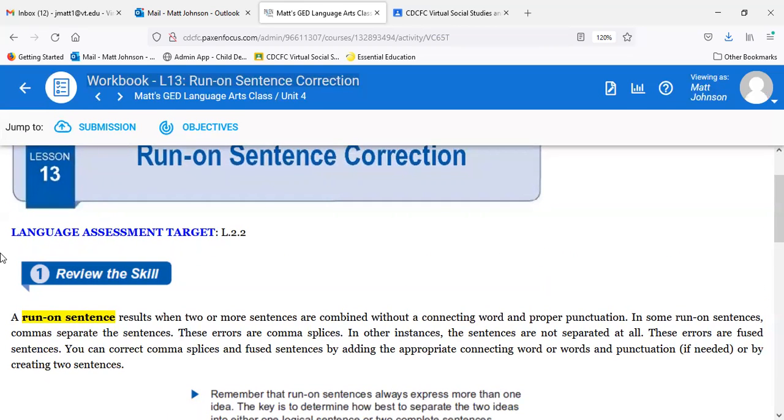All right, and a run-on sentence results when two or more sentences are combined without a connecting word and proper punctuation. In some run-on sentences, commas separate the sentences. That makes a comma splice, right? There needs still to be a connecting word or phrase. These errors are comma splices. In other sentences, the sentences are not separated at all. These errors are fused sentences, right? We ran into a couple of those, right? That's running right one idea into the next, just slamming them together.